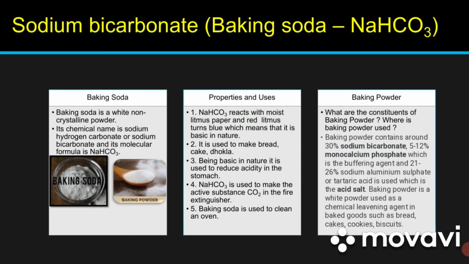Sodium bicarbonate, also known as baking soda, molecular formula NaHCO3. Baking soda is a white non-crystalline powder. Its chemical name is sodium hydrogen carbonate or sodium bicarbonate, and its molecular formula is NaHCO3. Properties and uses. Sodium bicarbonate reacts with moist litmus paper and red litmus turns blue, which means that it is basic in nature. It is used to make bread, cake and dhokla.